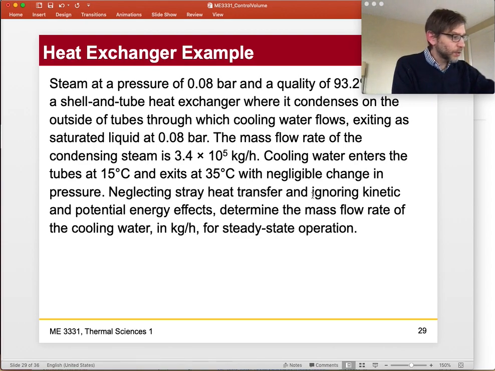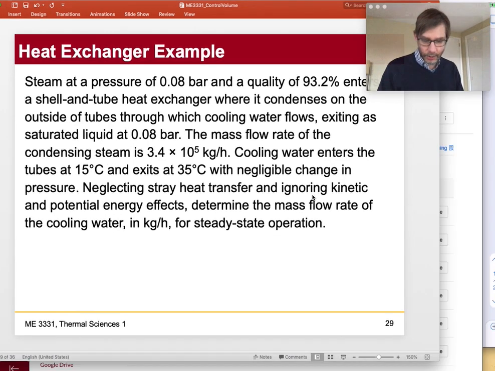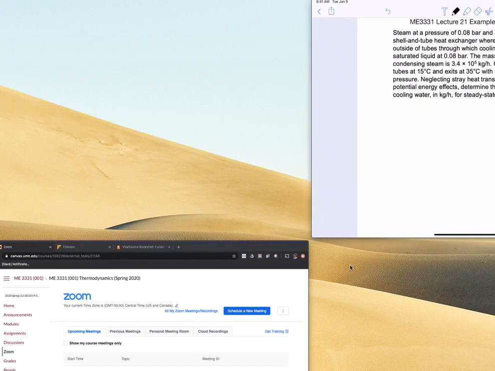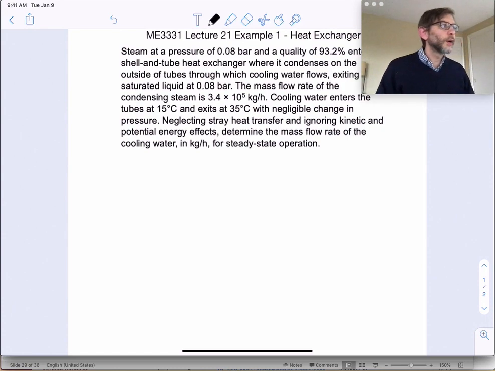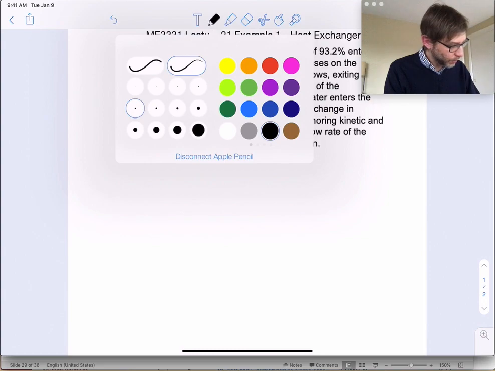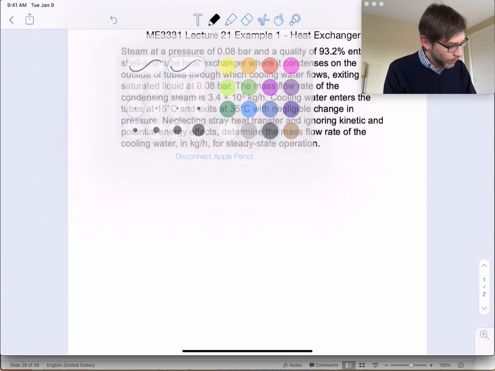I'm going to move my mouse here. I have it right there. Okay, great. So now we can do this problem. So steam at a pressure of 0.8. So let's just do it here. Make sure I have my pen working right. Good.